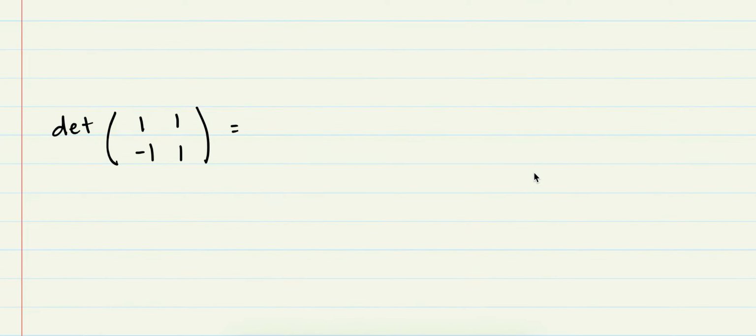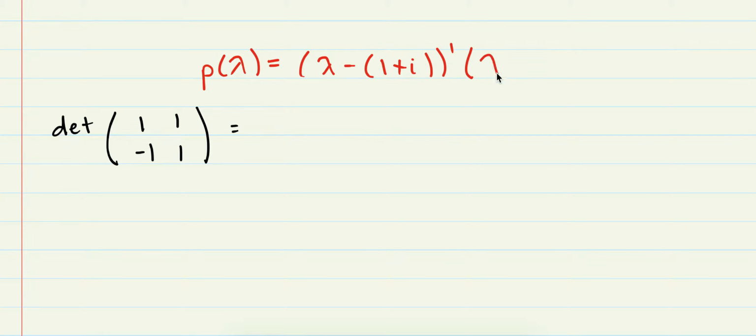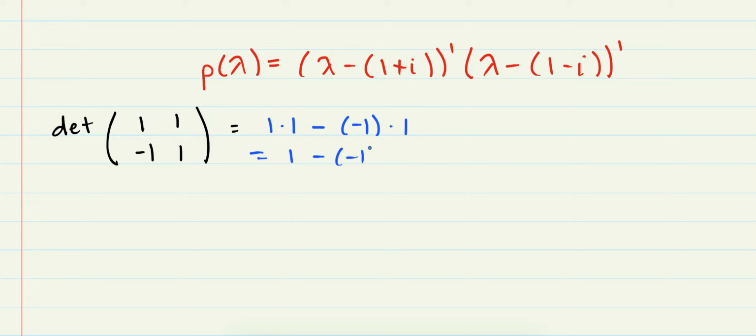Here we found the eigenvalues of this matrix in the last video. So recall that for this particular matrix, the characteristic polynomial is lambda minus 1 plus i to the first power times lambda minus 1 minus i to the first power. You can see that we have two eigenvalues, and they both have multiplicity 1. Let's take the determinant of this matrix. The determinant is 1 times 1 minus negative 1 times 1, which is 1 minus a negative 1, which is 2.